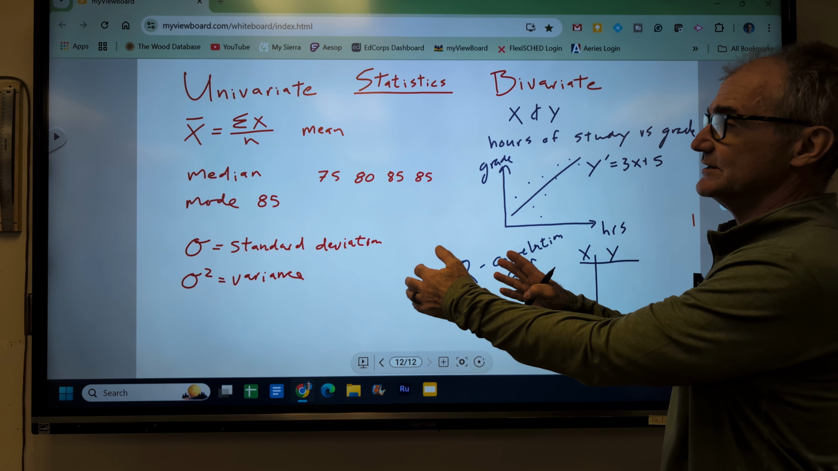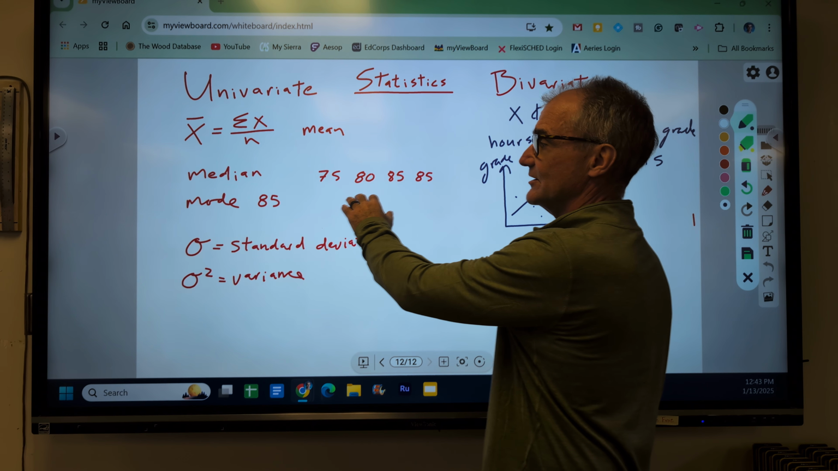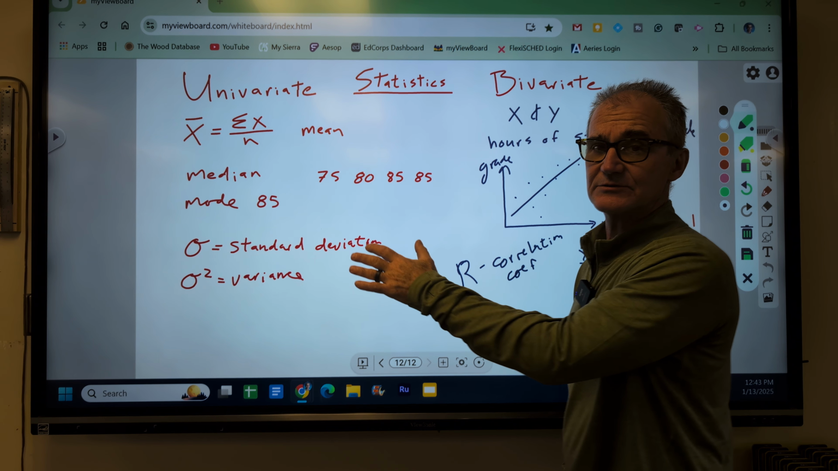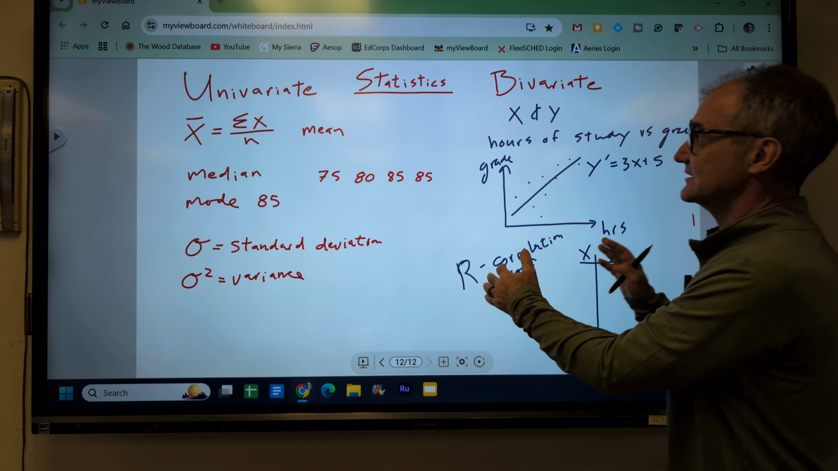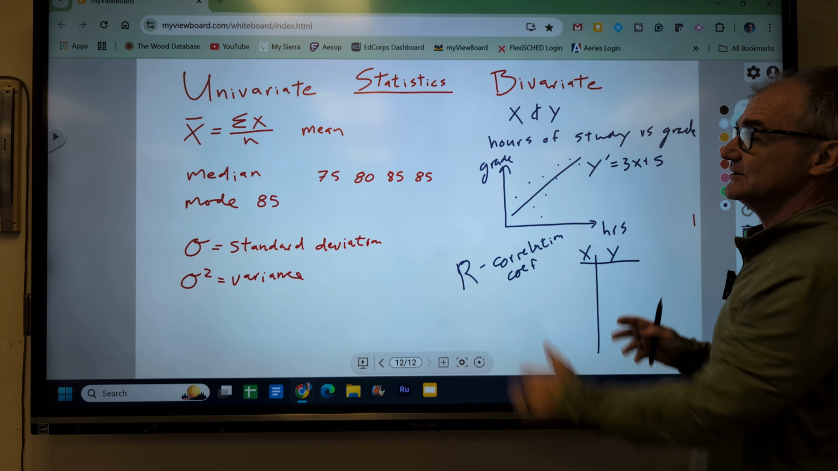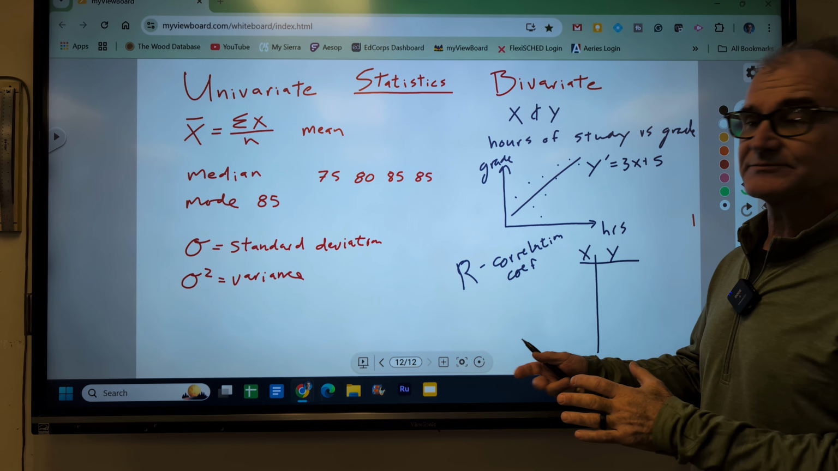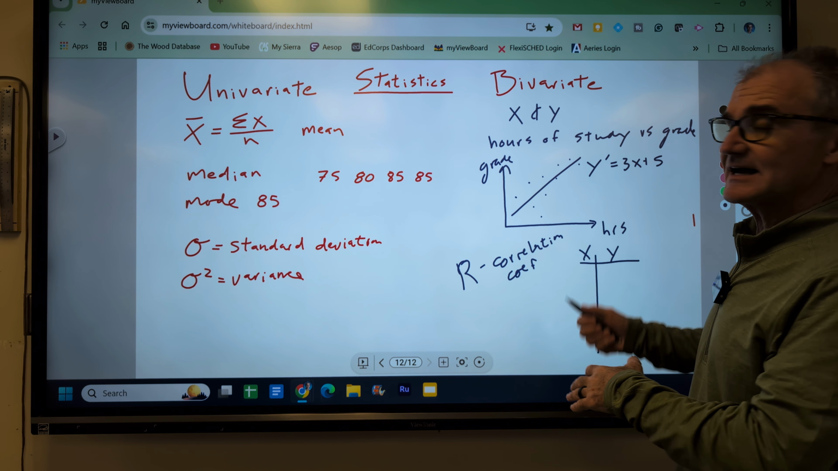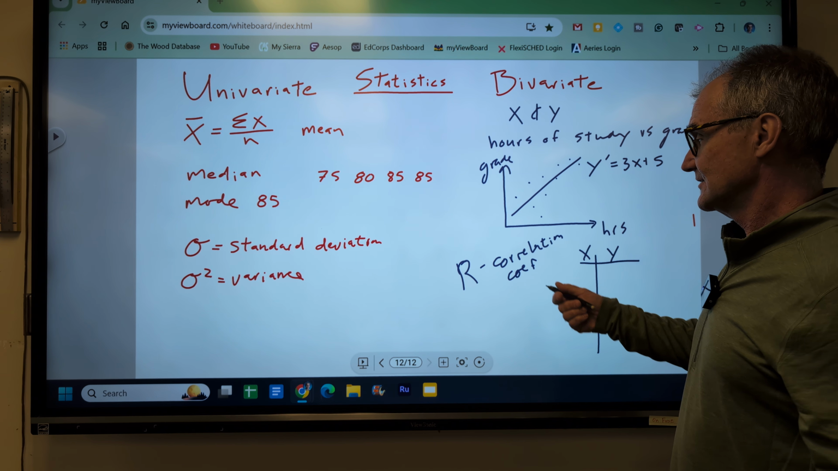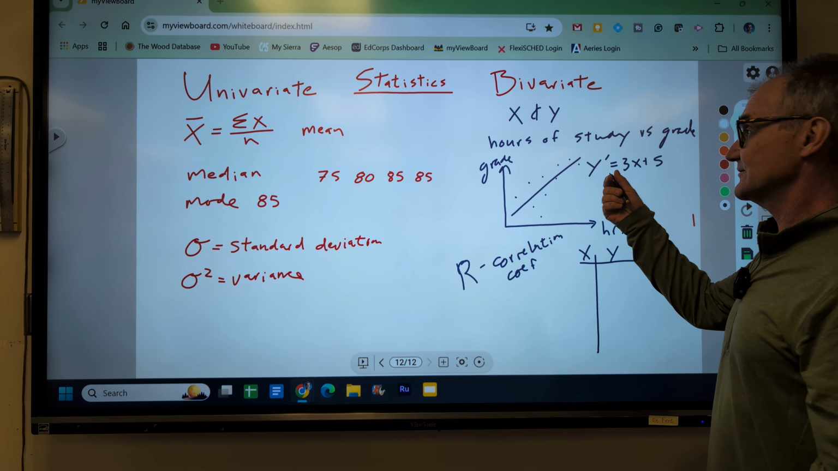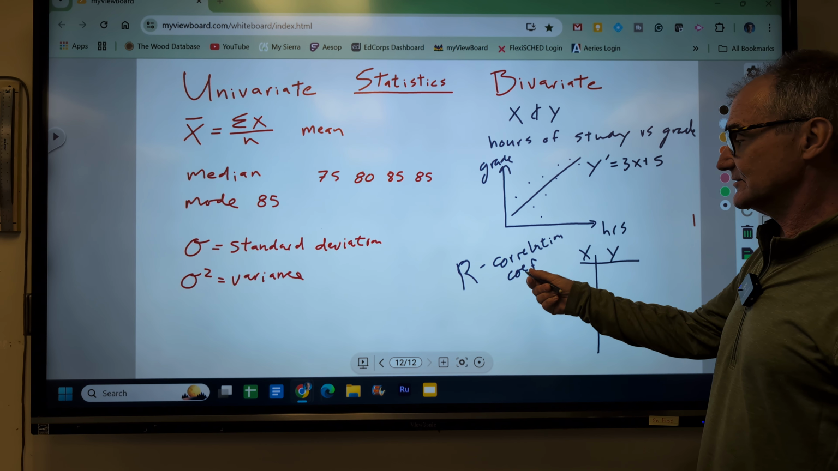So again, in univariate stats, you're looking at how far your data is from the average, and there's only one set of data. Here you're looking at correlation between 2 variables and their relationship. Does studying actually affect your grade or not? Well, you check the accuracy of your regression line with the correlation coefficient.